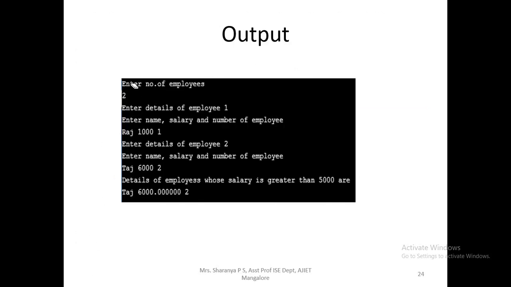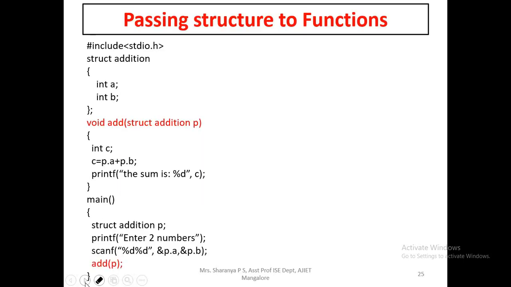And if we look into the output, enter the number of employees and then details of employee 1, it asks the user to enter, and then for 2 different employees it asks the user to enter the details, and then after that it prints the details of the employee whose salary is greater than 5,000. Raj's salary is more than that, so that will be printed onto the screen.